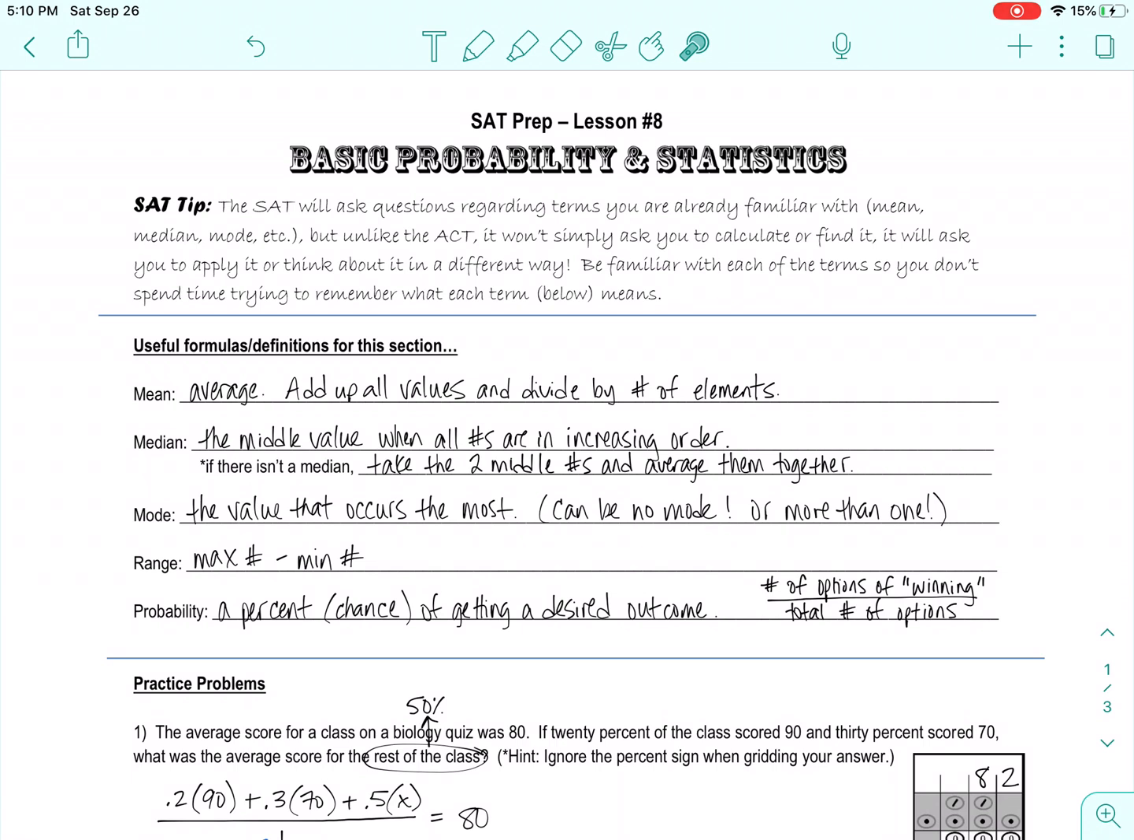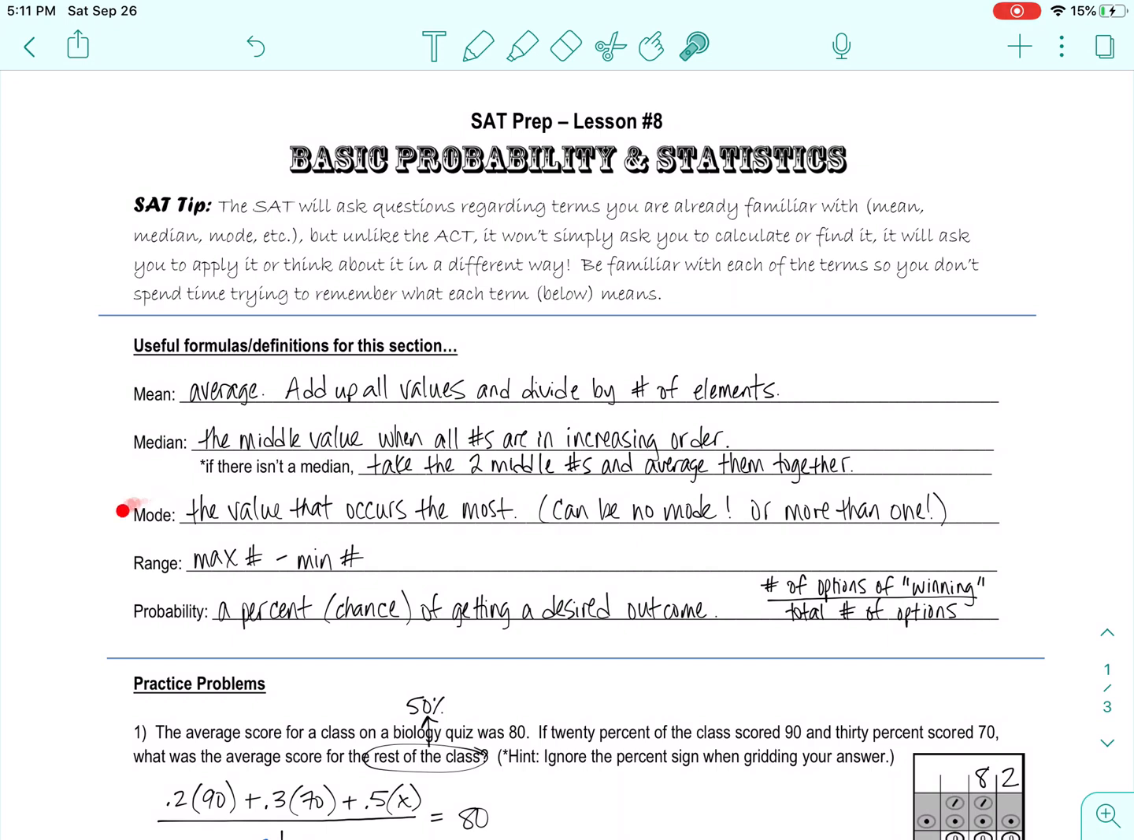But these are a lot of words that you probably learned in Algebra 1 and Algebra 2, so just keep that in mind. The mean means average. You probably know how to average things together. The median is the middle value, and just remember that if there isn't a middle value, aka if you have an even number of things, then you take the two middle ones and average them together.